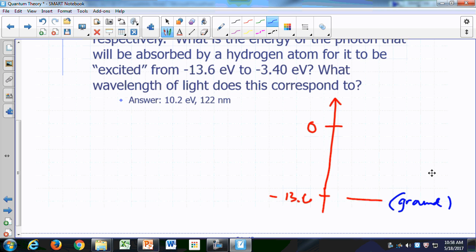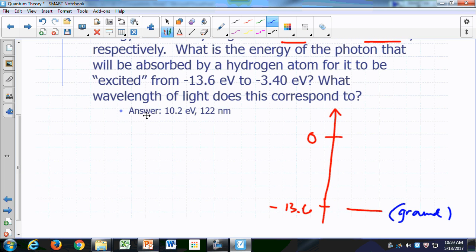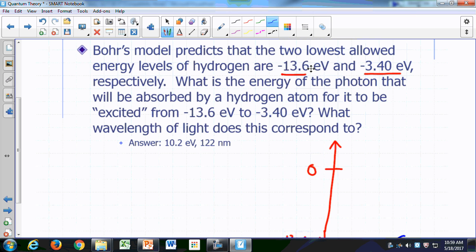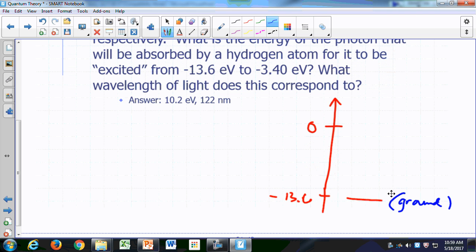Like the lowest floor of a building is the ground floor. And then after negative 13.6, the next allowed energy level is negative 3.4 electron volts. So that's about a quarter of 13.6. So negative 3.4 is over here. That would be called your first excited state.